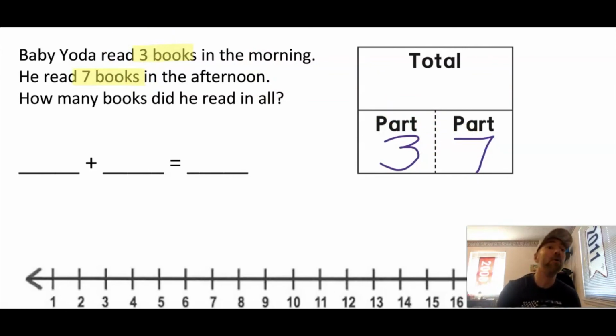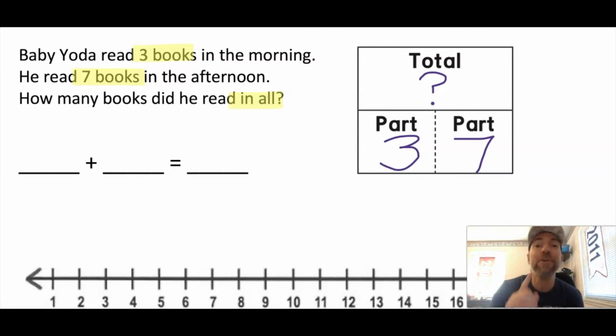Now, our question, our final sentence. How many books did he read in all? If we see in all, we know that's the total. And we don't know what our total is yet. What do we put when we don't know what it is? We put a question mark.